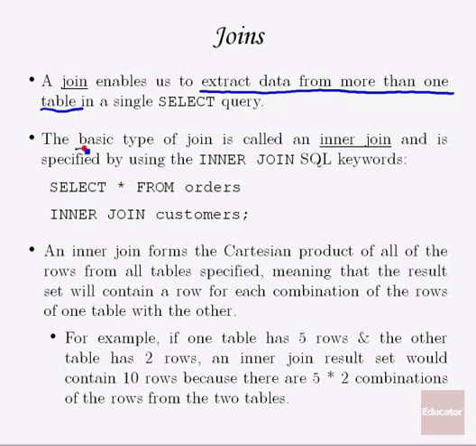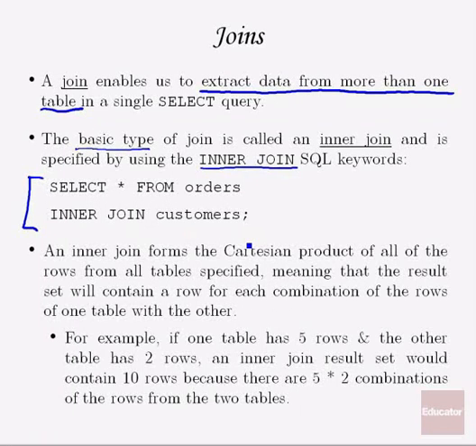The basic and the most common type of join is called an inner join, and it uses the INNER JOIN SQL keywords. And basically, this is what a join query looks like. It says select all the columns from the orders table that's joined with the customers table.